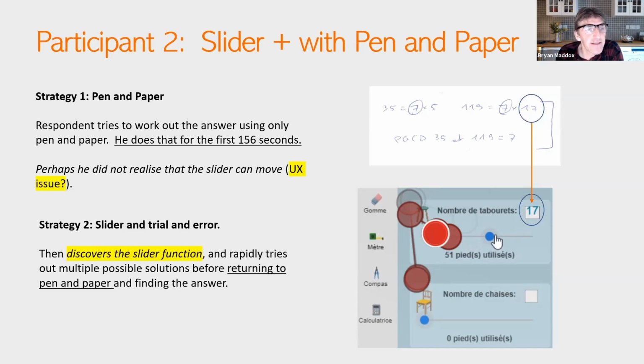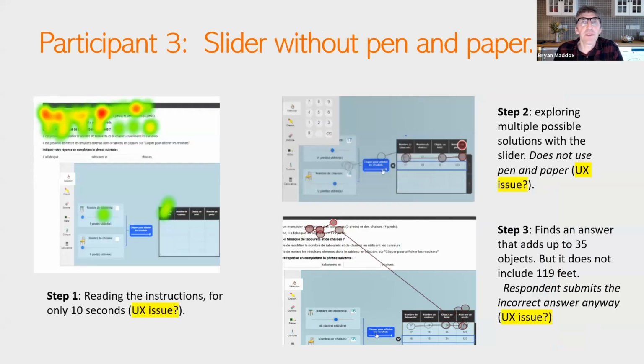Maybe he didn't realize that the slider could move. And when he does discover it can move, he uses it extensively to get the answer. So participant 3, slightly different image here. The green and yellow there is a heat map, so it's a similar kind of thing to the scan paths and the fixation points. You can see that this person has looked at the instructions, but actually they haven't looked at the instructions for very long.